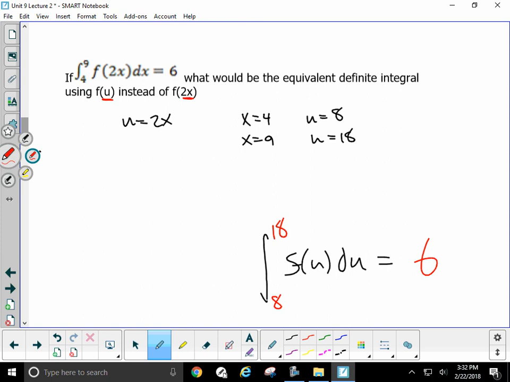Okay? Figure out why the integral from 8 to 18 of f of u du equals 6 is wrong. Go. No, not like that. Yes, but not because you're changing that to a u. That's an area. That's an area. It's not an x.